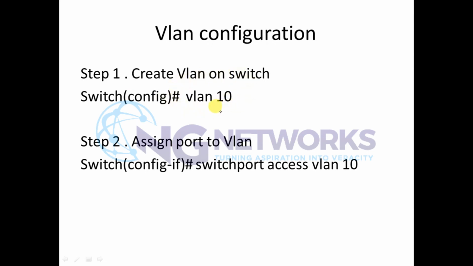So first we have to create the VLAN, and then the second step is to assign the port to the VLAN. You simply have to go to the interface and run the command switchport access vlan 10, and then that particular port will become part of VLAN 10.